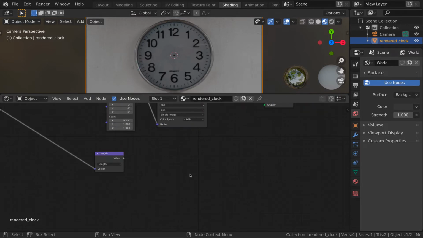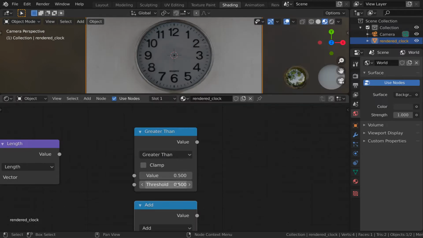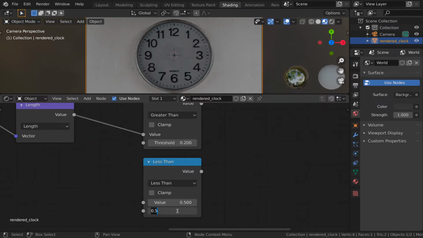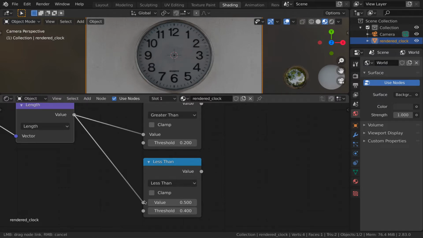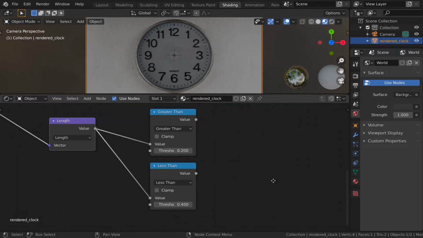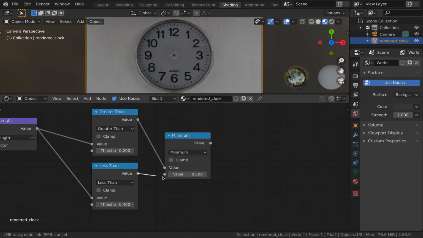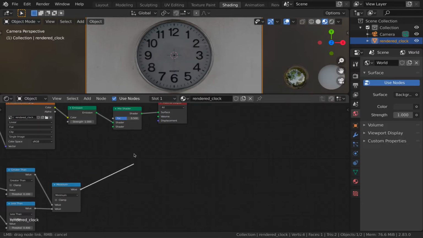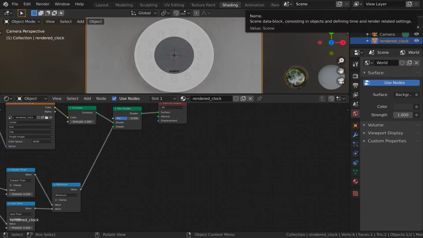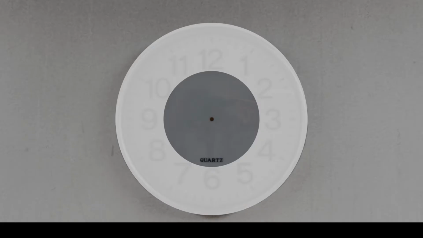Delete the math node and add two new ones. One of them using the greater than function, computing length greater than 0.2, and one of them using the less than function, computing length less than 0.4. Combine the outputs from these nodes with a new math node using the minimum function, and use that as the second shader. Now we can see where that ring-shaped chunk of our clock image is.